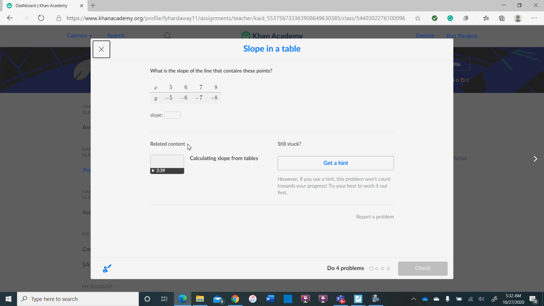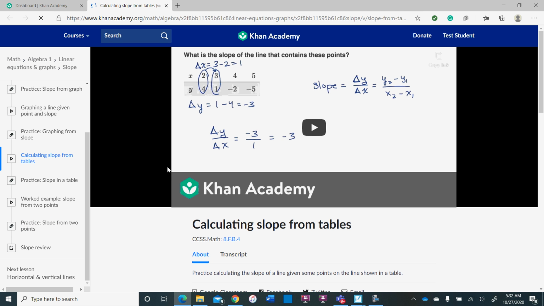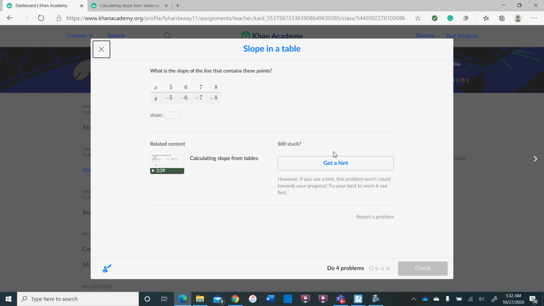Now, if you're stuck, you can watch a video right here that talks about calculating the slope. And then you just hit play and you can watch that video. Now, let's say you want to get a hint, okay?